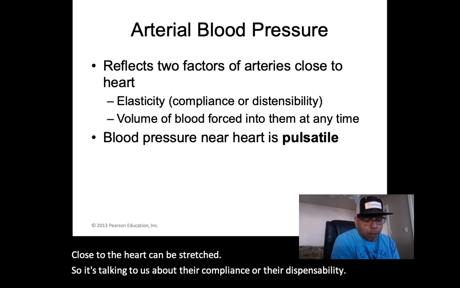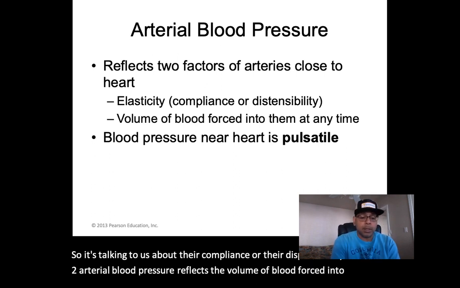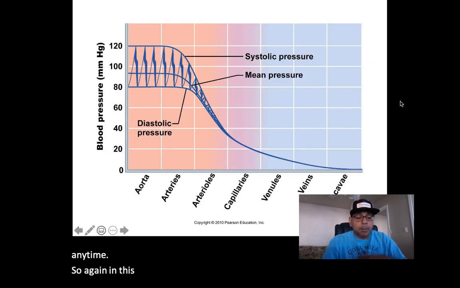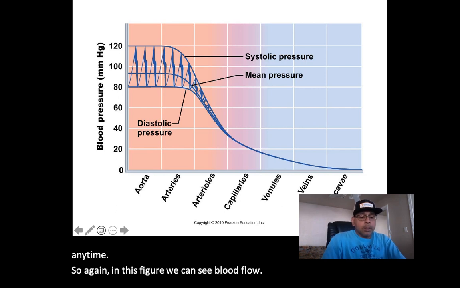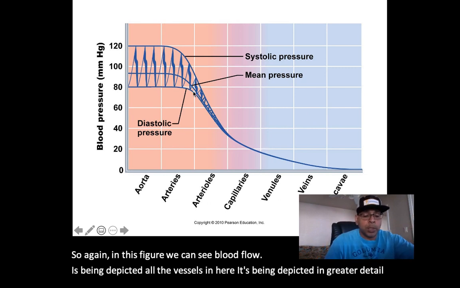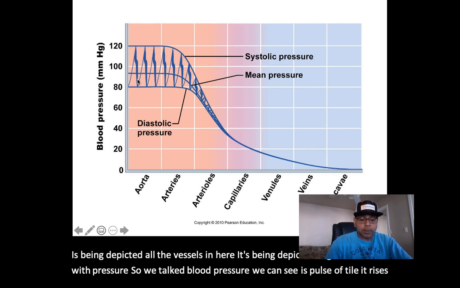Number two, arterial blood pressure reflects the volume of blood forced into them at any time. So again, in this figure, we can see blood flow is being depicted in all the vessels, and here it's being depicted in greater detail with pressure. So we talk blood pressure. Blood pressure, we can see, is pulsatile. It rises and it falls.